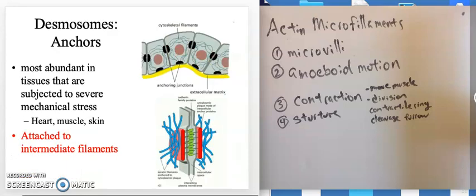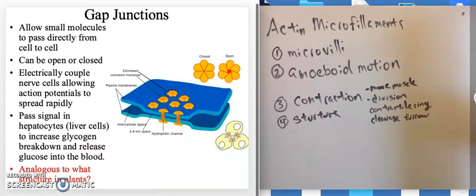Desmosomes are point connections. They're used in tissues that are under a high amount of mechanical stress. So in skin and heart, these desmosomes anchor cells to each other. And on the inside of the cell, the desmosomes are anchored to the intermediate filaments. And then finally, gap junctions are holes between cells that allow for the flow of fluids, sugars, hormones.